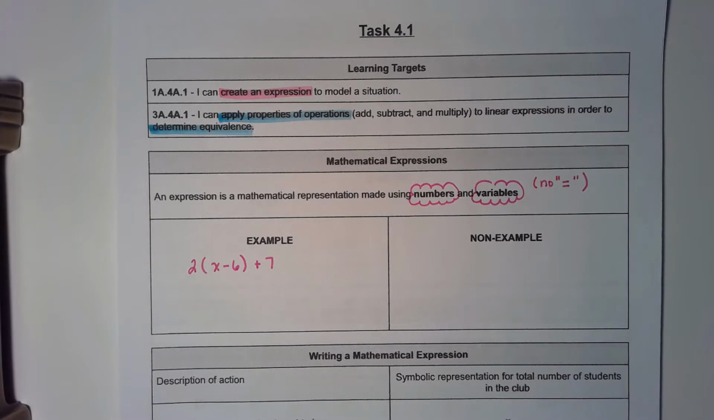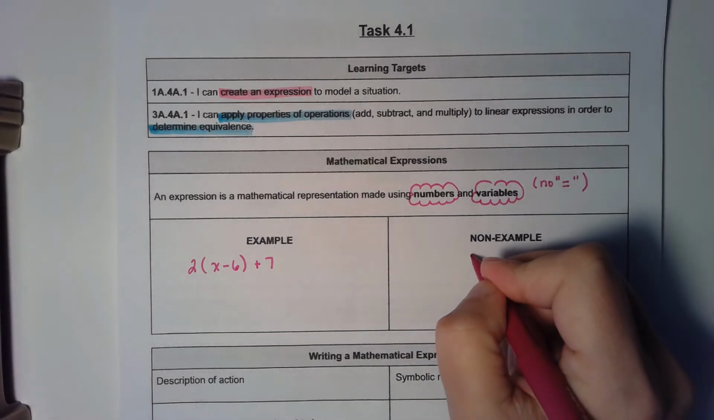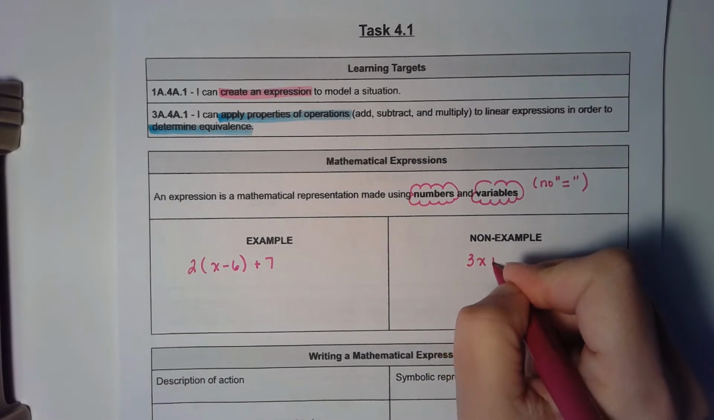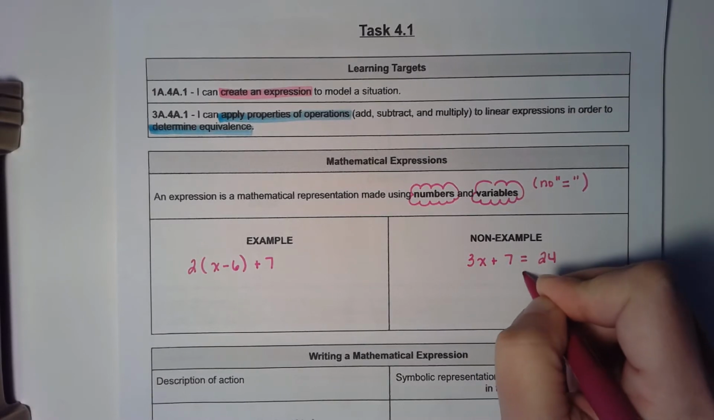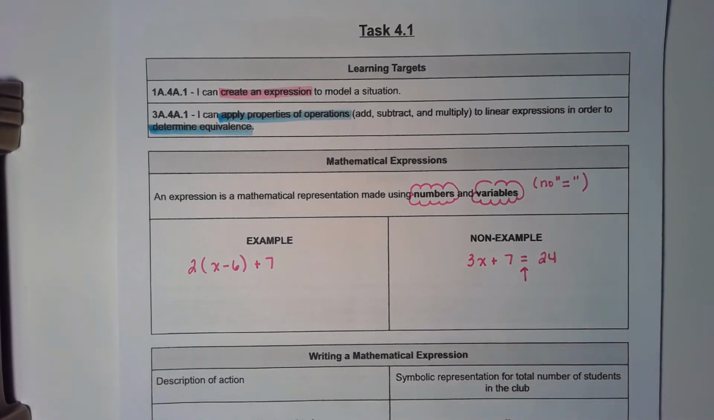An example of something that is not an expression, we call that a non-example, would be something like this: 3x plus 7 equals 24. Because of this equal sign right here, this is not an expression, this is an equation.